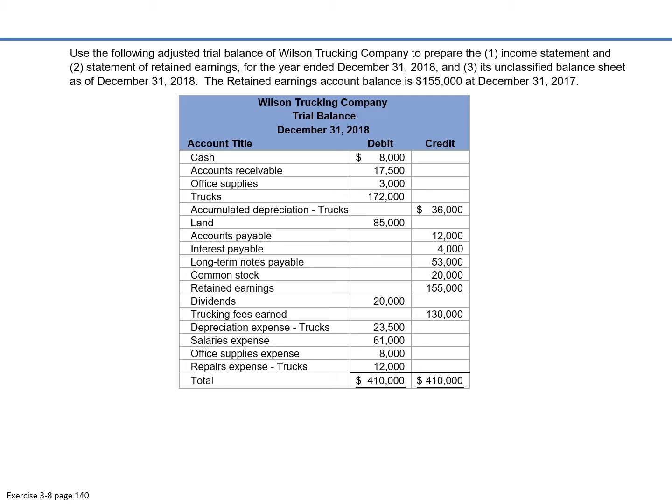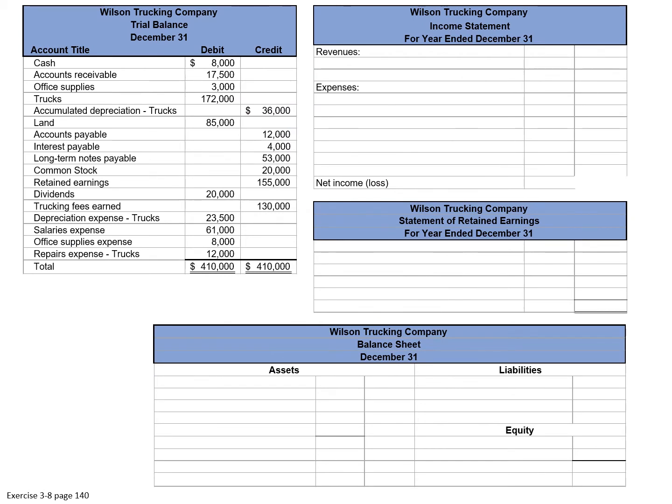December 31st, 2018. So the retained earnings balance in the account is 155 at December 31st, 2017, or the beginning of the year. So what they're trying to tell you here on the trial balance is that the retained earnings that you see here of 155,000 is as of the beginning of the year, because none of the current year earnings and dividends have been closed into that yet, okay? So here we go. So there's our trial balance.